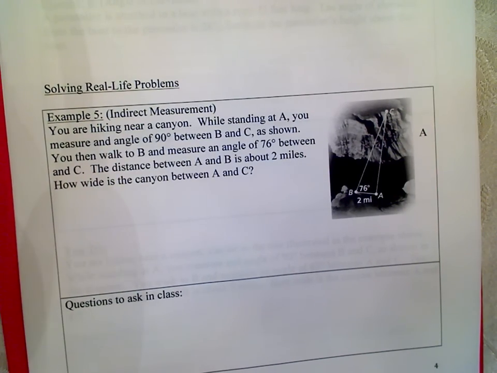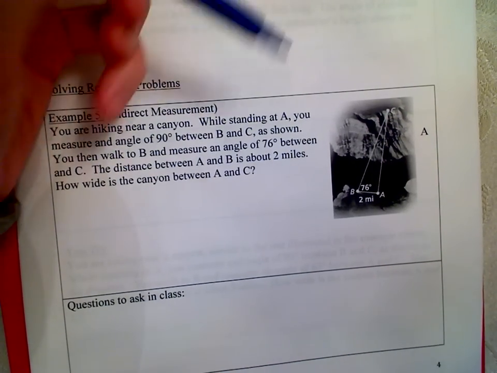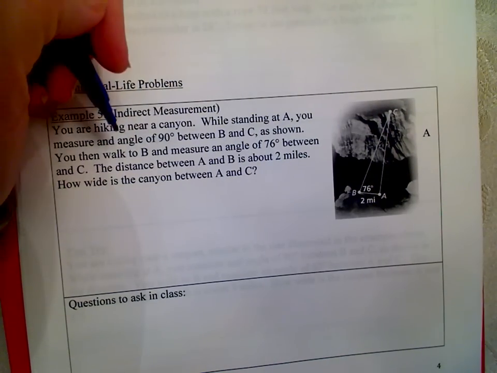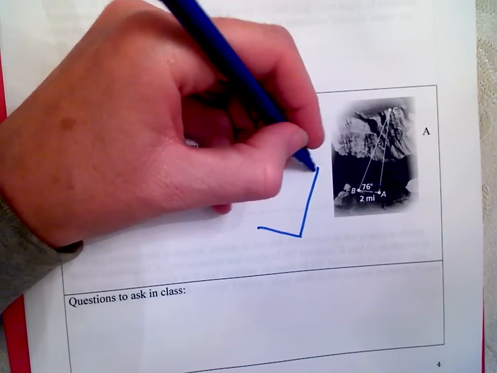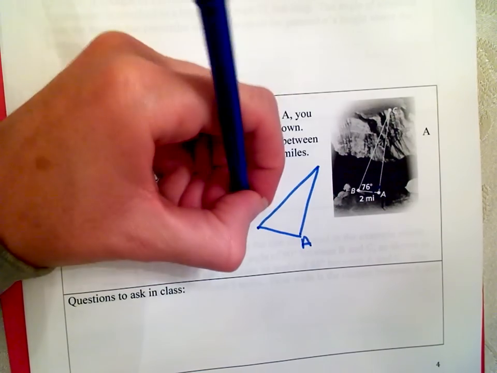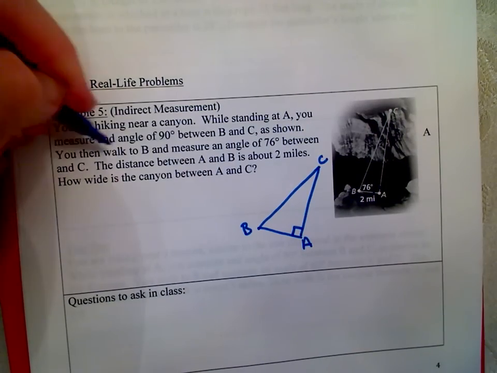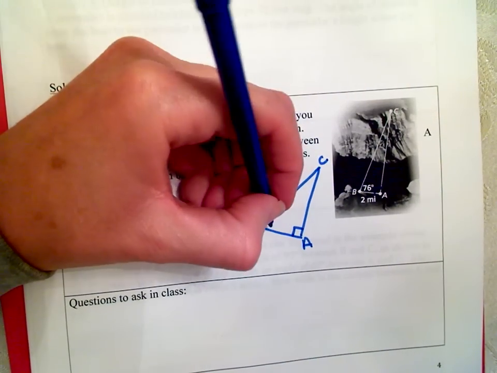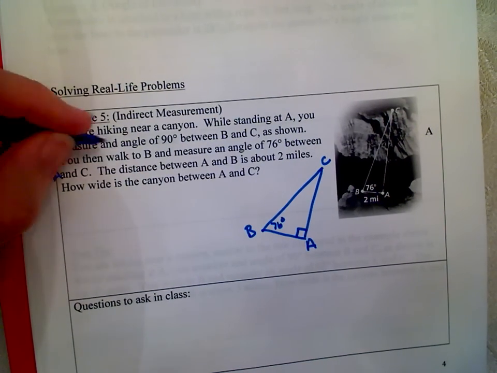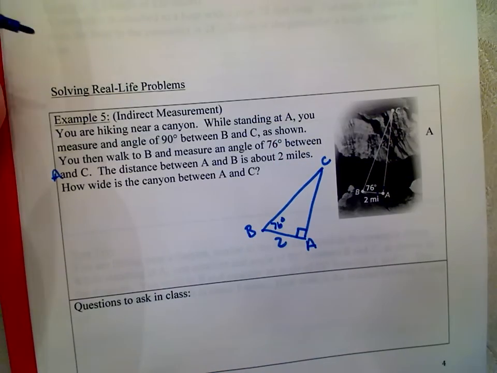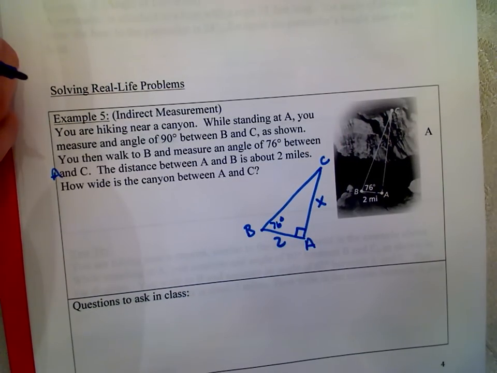All right, let's look at a real life problem. This one says you are hiking near a canyon. While standing at A, you measure an angle of 90 degrees. That's right here. I'm going to go ahead and draw the picture over here so you can see a little bit better. It's a little hard to see on the dark picture. You then walk to B and measure an angle of 76 degrees between A and C. The distance between A and B is about 2 miles. How wide is the canyon between A and C? So that is what we're missing.